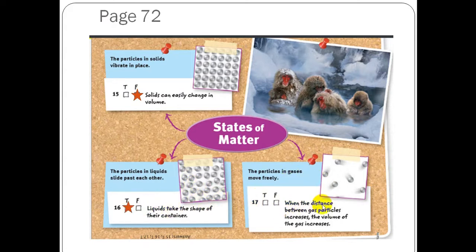Question 17, when the distance between gas particles increases, the volume of the gas increases. Yes, when particles move away from each other, they take more space or they take more volume, and the answer is true.